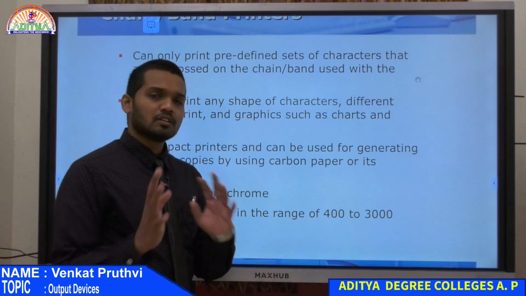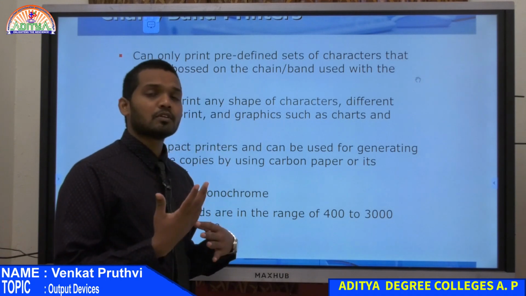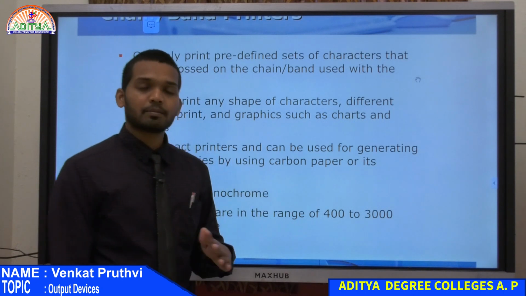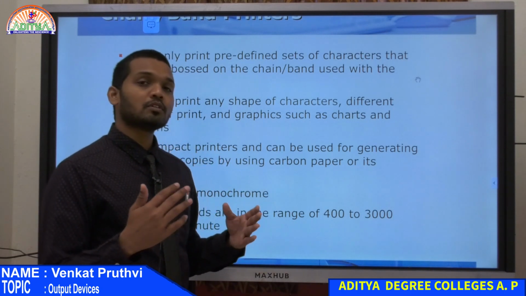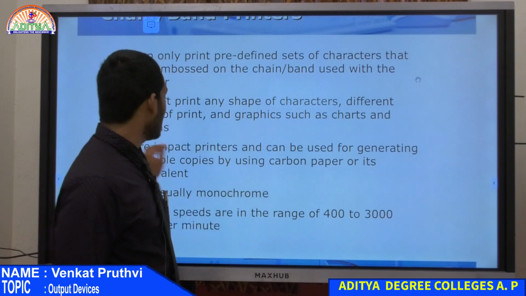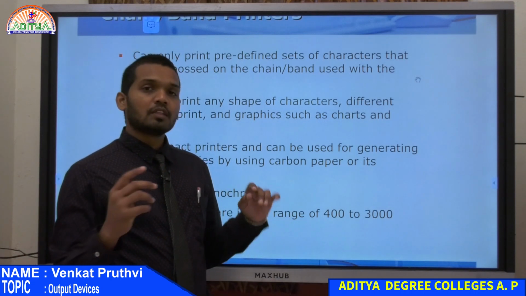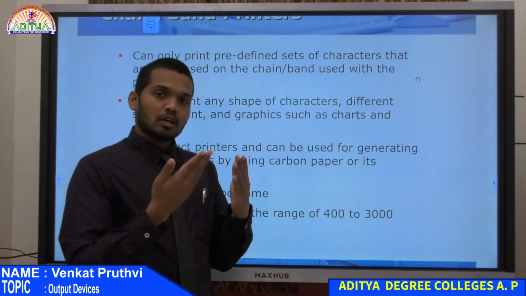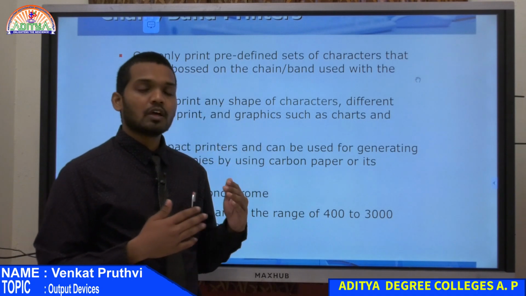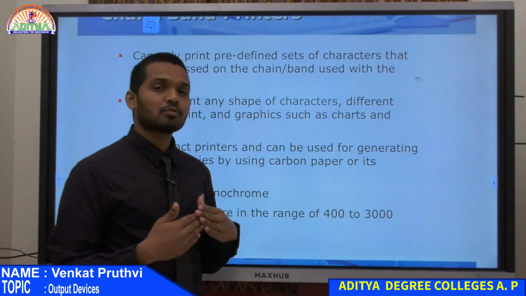Just try to remember one thing: whatever printers are not able to generate different kinds of outputs, they are all non-impact printers. And whatever printers are able to give you multiple copies of the same output are all impact printers. So impact printers won't be able to give you color output, because they copy the same output using carbon papers and all. With the help of carbon papers, you won't be able to get the color output that is required.